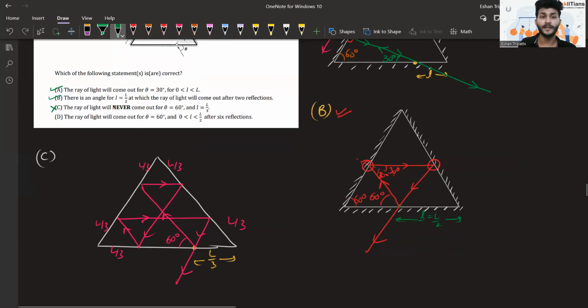And then moving to the D part. D part asks that for any ray of light, which is at a distance 0 to L by 2, L by 3 is also an option. Is it that the ray of light comes out after 6 reflections? Let's check. First reflection was here. Second was here. Third was here. Fourth was here. Fifth was here. And that's it. There's no 6th reflection. So D part also is wrong. The answer is just A and B. That is how it works.